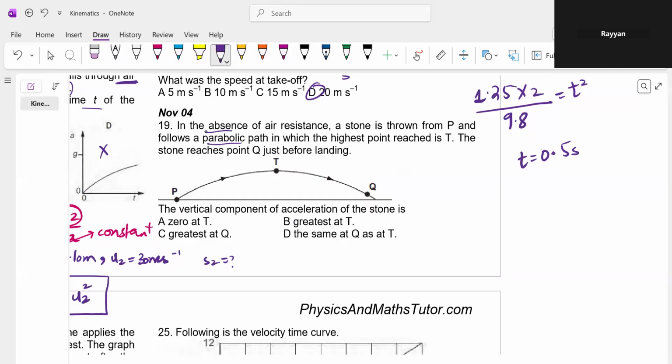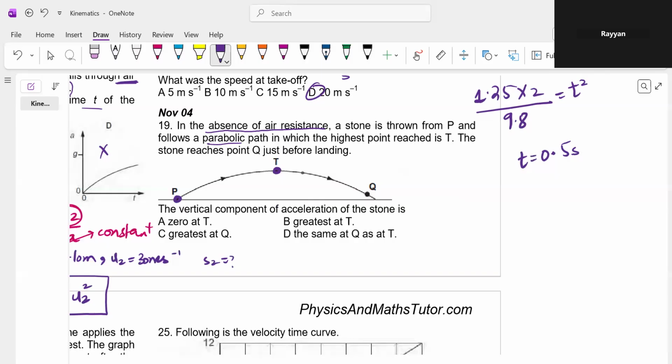So now they have mentioned there is no air resistance. A stone is thrown from P, the initial point, and follows a parabolic path in which the highest point is T, and reaches Q just before landing. What will be the vertical component of acceleration? It will be the greatest at Q. Think about it again. It will be 0 at T, right?